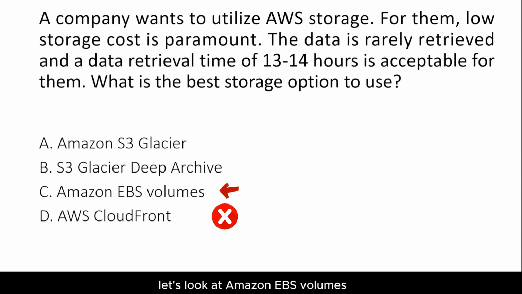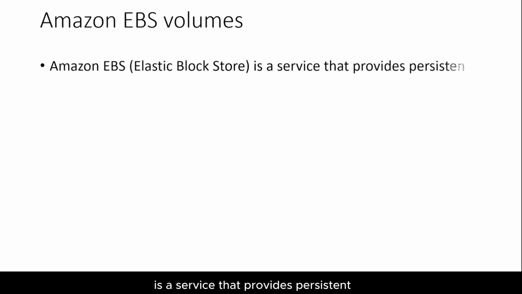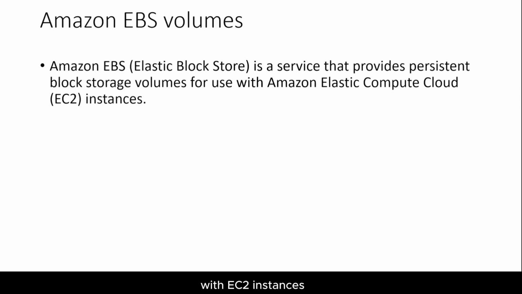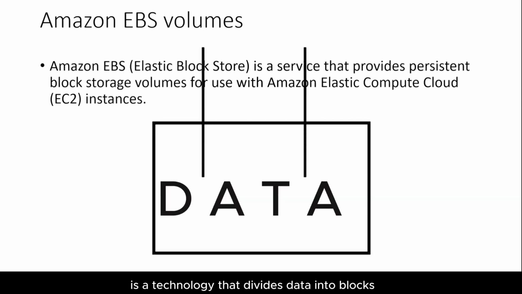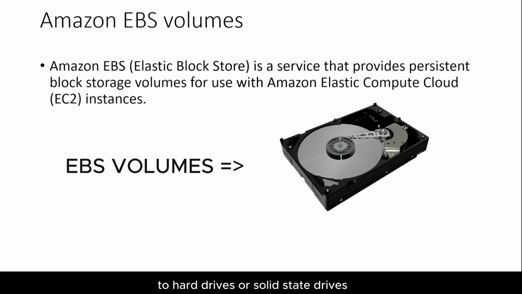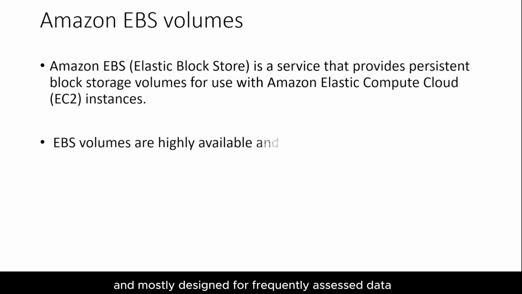Let's look at Amazon EBS volumes. Amazon Elastic Block Store is a service that provides persistent, high-performance block storage volumes for use with EC2 instances. Block storage is a technology that divides data into blocks, each with a unique identifier. EBS volumes are similar to hard drives or solid-state drives that you would find in a physical computer, and they are highly available and durable and mostly designed for frequently accessed data.